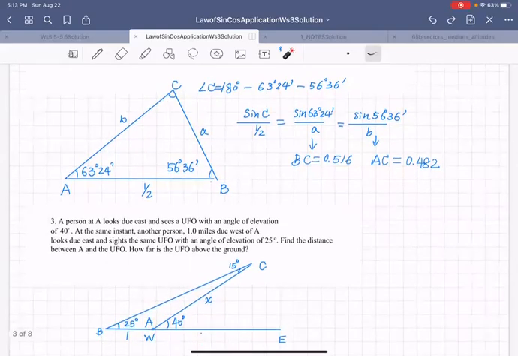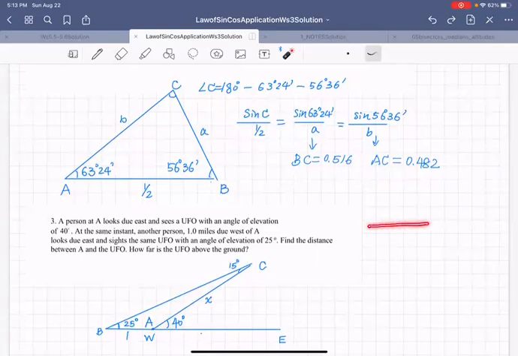Okay, the question here is kind of very confusing. For this word problem, the hard part is not the math part. The hard part is how you draw this and mark those conditions, okay? So this person looks due east and sees the UFO with an angle of elevation. I don't know if your teacher in geometry taught this or not. This is called the angle of elevation, okay?